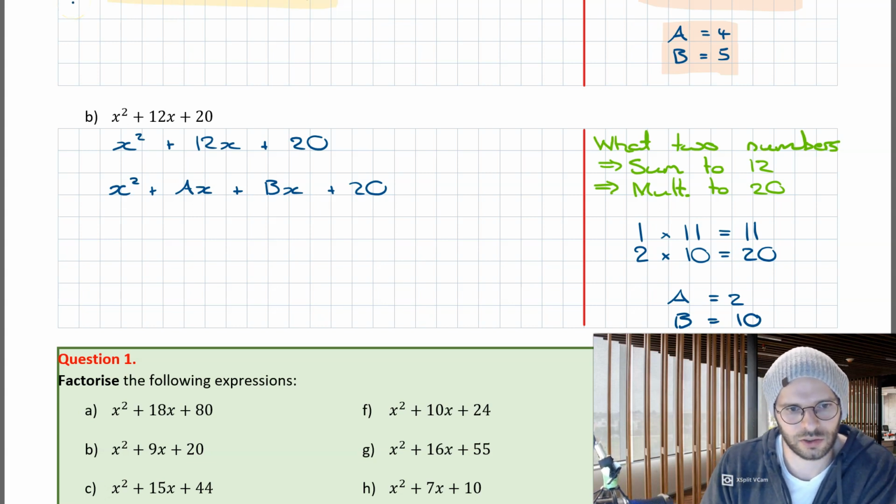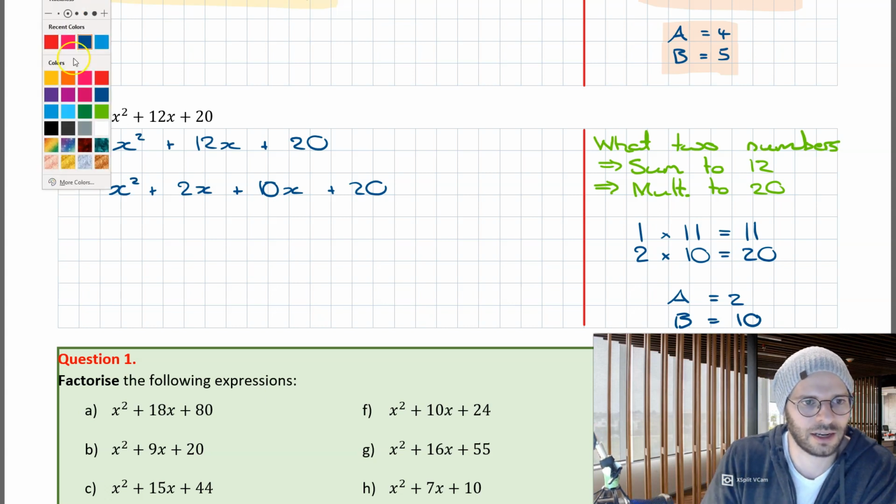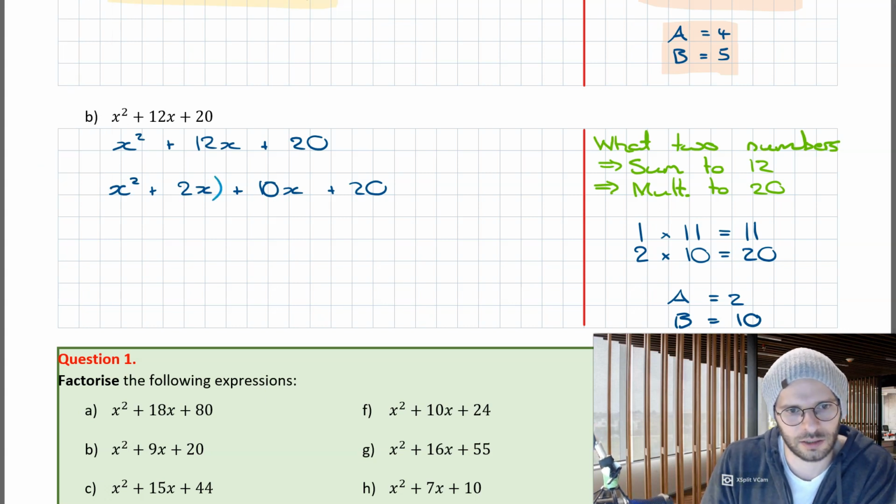Next, I'm going to write these in. So I've got 2 and 10. It doesn't actually matter which order I do this in, it works out the same every time. And then I factorize across the implied brackets here. The common factor between x squared and 2x is x. If I do that, I leave behind an x and a plus 2.